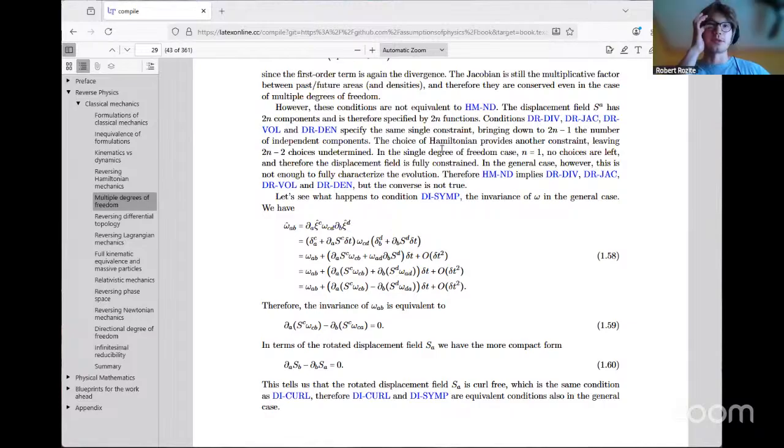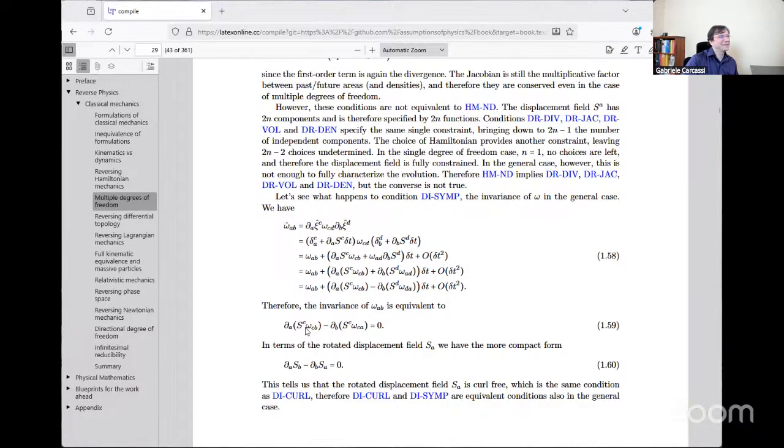Let's see what happens to the symplectic condition, the invariance of omega in the general case. We have, therefore, the invariance of omega AB is equivalent to the following. In terms of the rotated displacement field SA, we have the more compact form. And this tells us that the rotated displacement field SA is curl-free, which is the same condition.